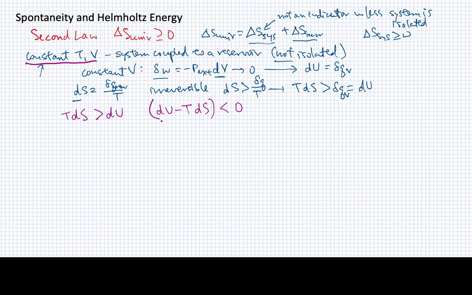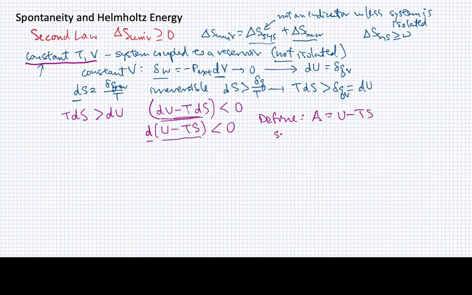This thing that I've written here, dU minus T dS, is really just the differential of a compound function that I can write like this when I'm at constant temperature. So at constant temperature, this will be the same as the differential of this function, and the differential of that function must be less than 0. I hope you're recognizing something similar to what led up to the definition of enthalpy. What we're going to do is define a new thermodynamic potential, and I'll call it A, and it's equal to U minus TS. So it's just the stuff in there.